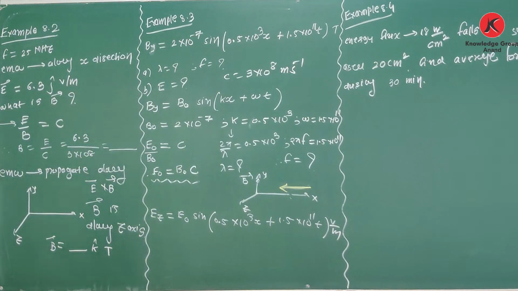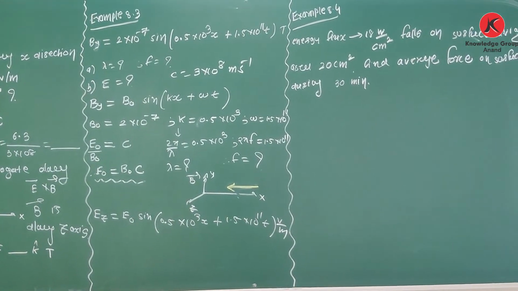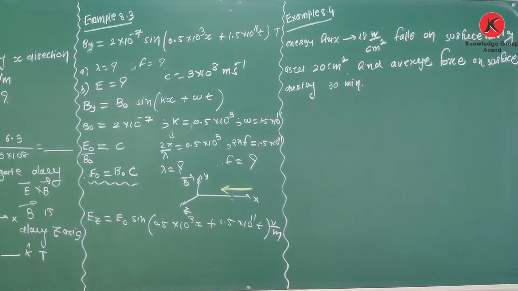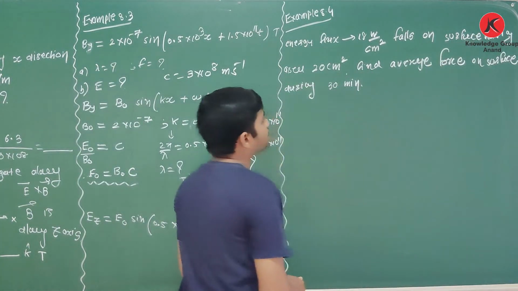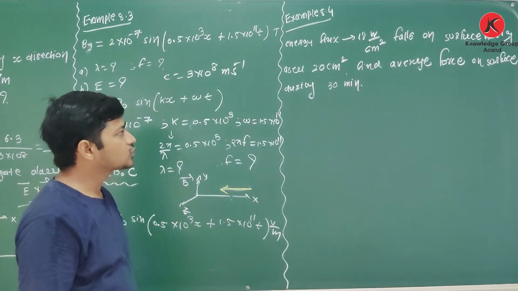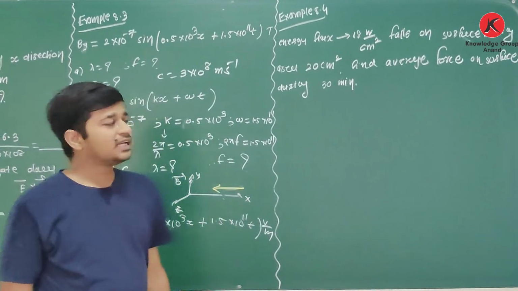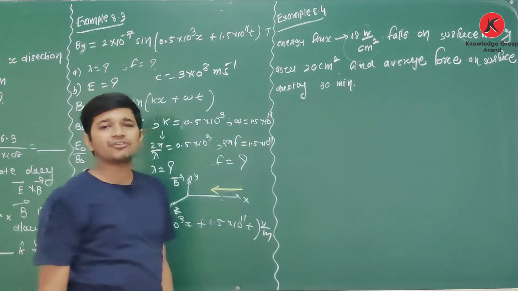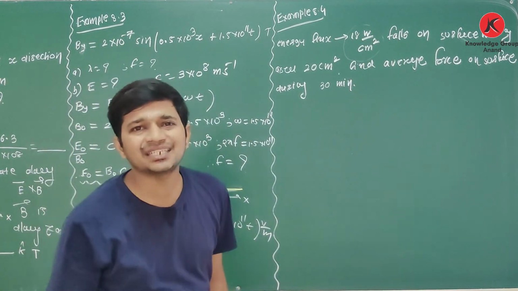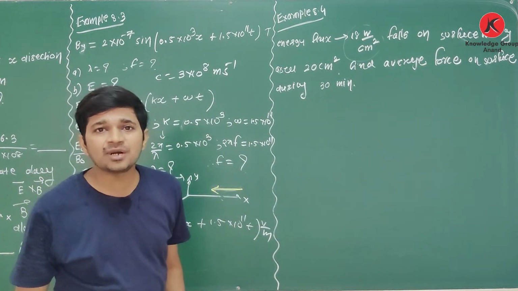Now next question. See what is the next question. Example 8.4. Energy flux is 18 watt per centimeter square, falls on a surface having area 20 centimeter square. Find the average force on the surface during 30 minutes. Now what is the meaning of this? Watt per centimeter square means joule per second, so it is nothing but intensity.